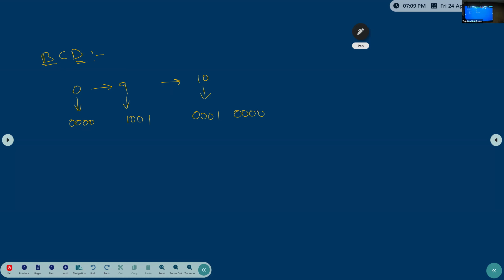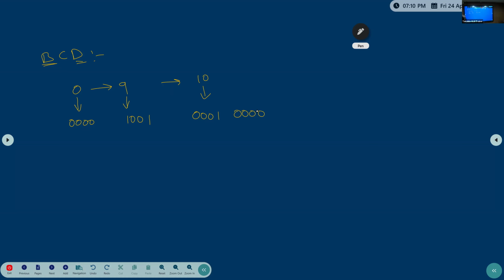Clear? Not clear? Binary numbers, if I tell, we will understand that. But let's just close this, okay? So 10 will be represented in BCD like this. 1010 is hexadecimal format, not a binary coded format, okay? Binary coded decimal will not be 1010. It will be like this: 0001 0000. So 1 will be represented separately, 0 will be represented separately.